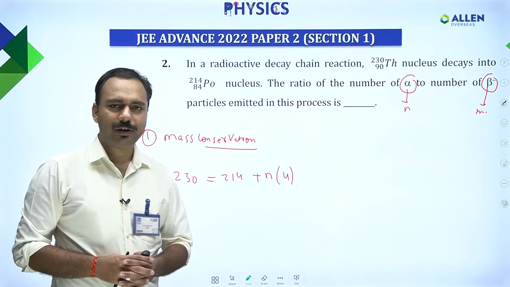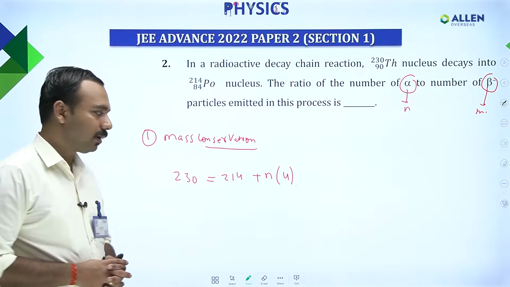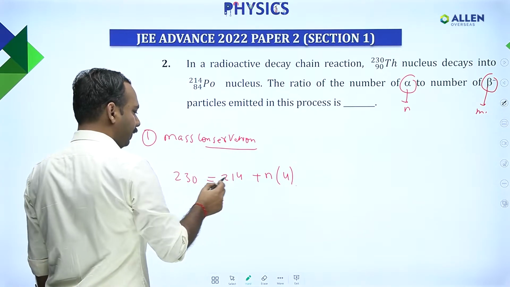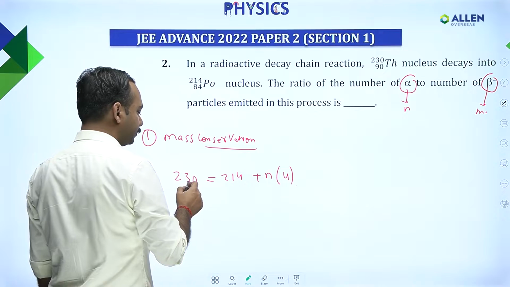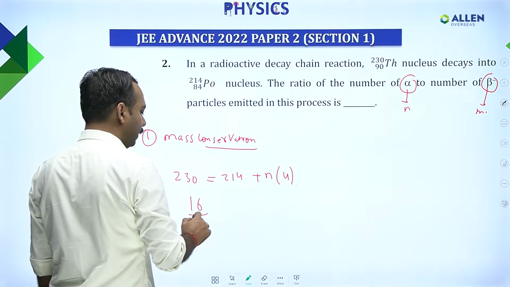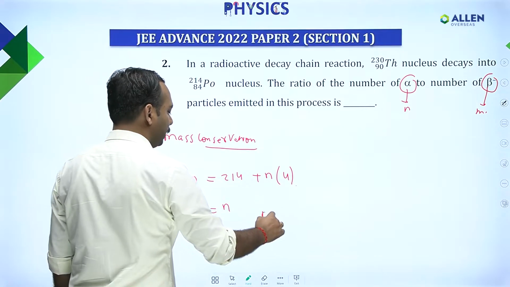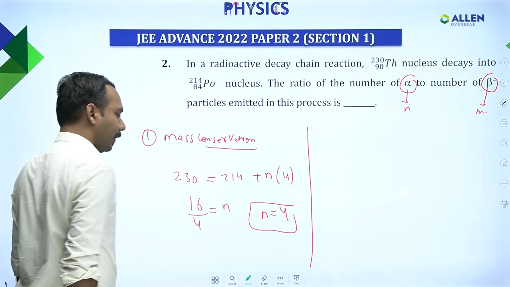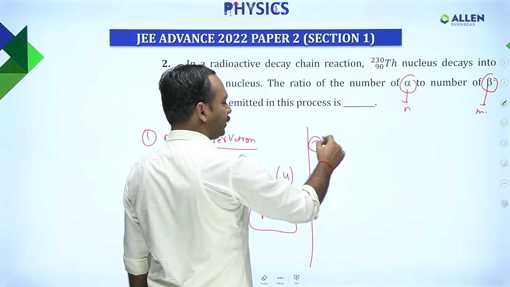Will there be any mass of beta minus particle? No sir, it won't have mass. So definitely I won't be reducing the beta minus in the mass conservation. And if you solve it further, it will go as 16 by 4. So n is coming out to be 4. Remember this, n is coming out to be 4. Next thing, charge conservation.